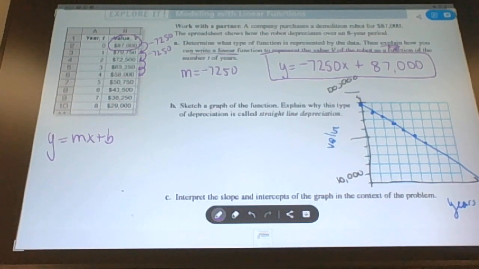So this is talking about depreciation. This is a problem that you could see in an introduction to accounting college course. Depreciation is something really important in the world of accounting. Do you guys think businesses care how much their equipment is worth? Like, if I buy this demolition robot for $87,000, in 3 years it's still working. Do I care what it's worth?